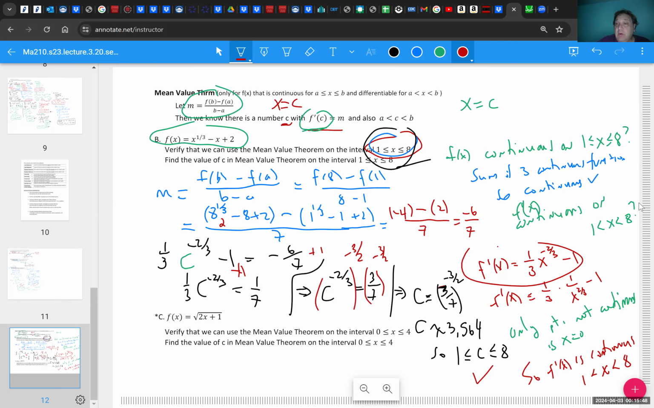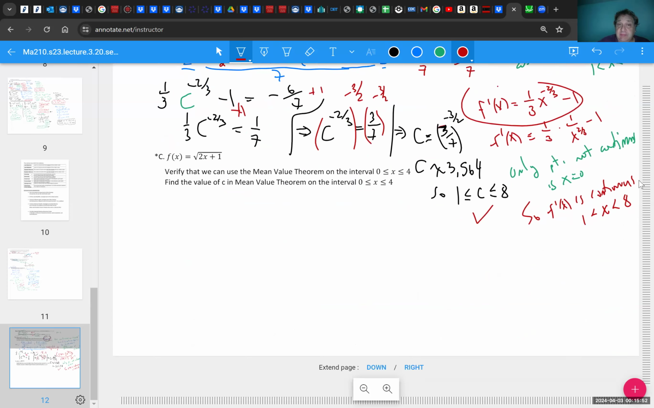All right, so I have one more example here of the mean value theorem. I will invite you to try it before you see my solution.